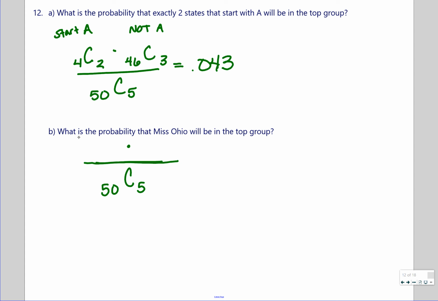So think about it this way. We will choose Miss Ohio, and we don't choose Miss Ohio. That is what's happening right now. It's kind of like the letter A, but there's only one O. So how many Miss Ohios are there to choose from? 1, and I choose 1. And how many non-Miss Ohios are there? 49. And how many of those are we choosing? 4. So this is going to give me all the different groups that contain that one Miss Ohio.